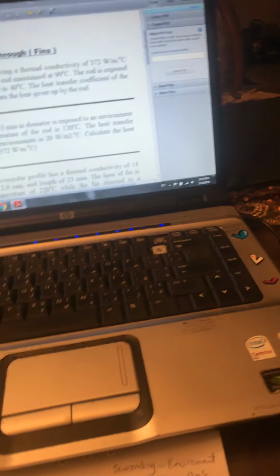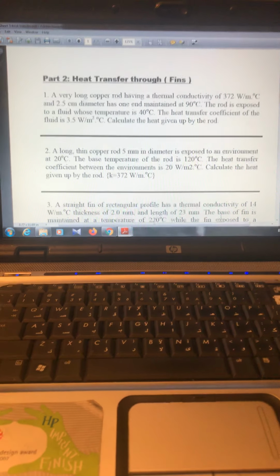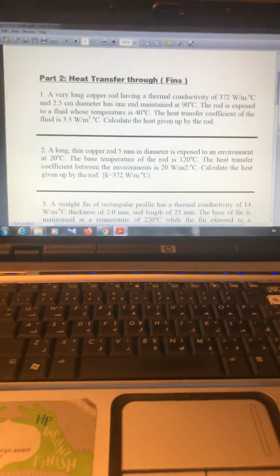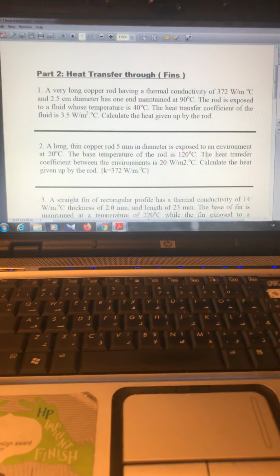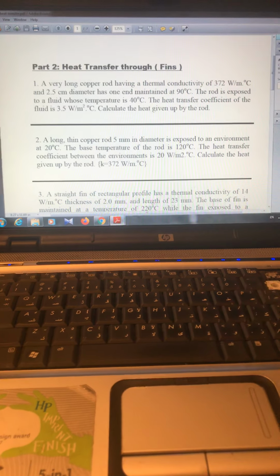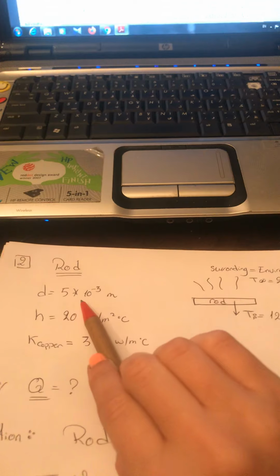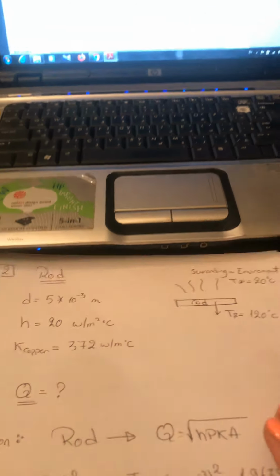For the second problem, it's also direct substitution. We can read it together. A long thin copper rod, 5 millimeter in diameter. So the diameter equals 5 millimeter times 10 power negative 3 to change to meter.